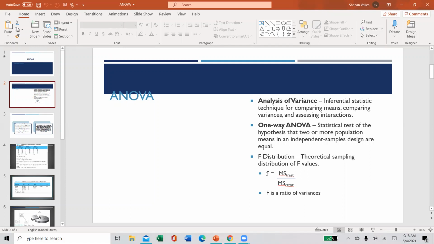We find F ultimately by dividing what we call MS treat divided by MS error. And we know F to be a ratio of variances. So these are two important definitions. These are important right here. If I know anything in my history of teaching statistics, a test will ask about this. So I just want to put that there, and I'll explain this in just a minute.